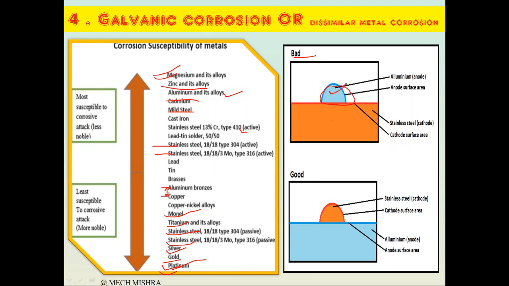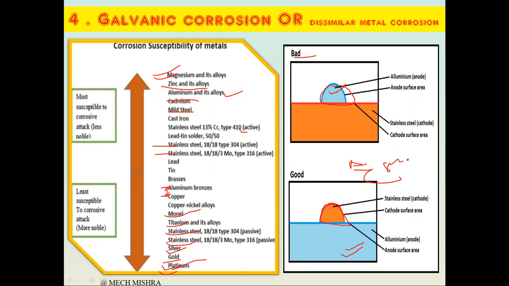So if we are designing something, how do we make a good selection? Stainless steel should be the cathode, because it is a noble metal in comparison with aluminum, so we have to keep a larger anode and a smaller cathode. The surface area ratio of anode to cathode should be high to avoid galvanic corrosion. So I hope you have understood galvanic corrosion.